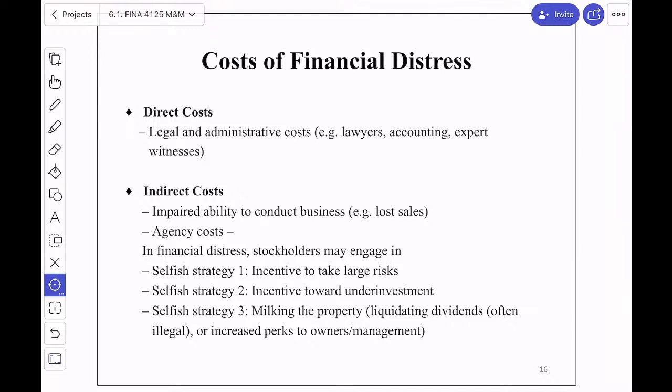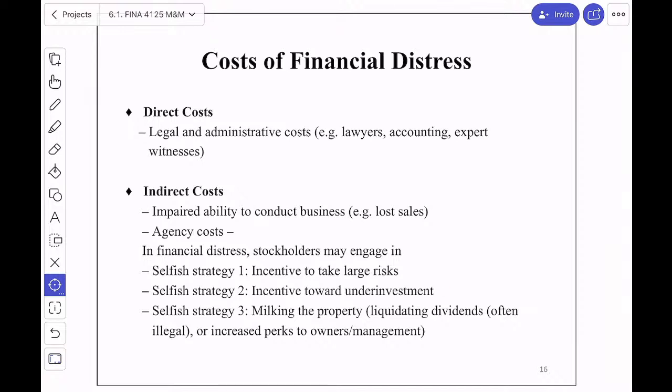There could also be the milking of property as a third selfish strategy. They could use any dividends, which is promised or committed dividends like in preferred shareholders, and although these are legal measures in desperation, there might be an incentive to do these things, okay?